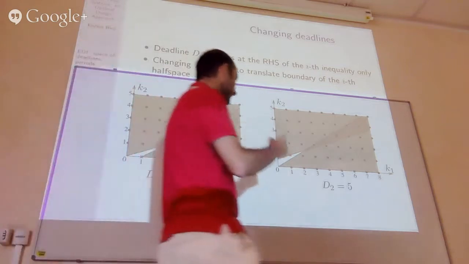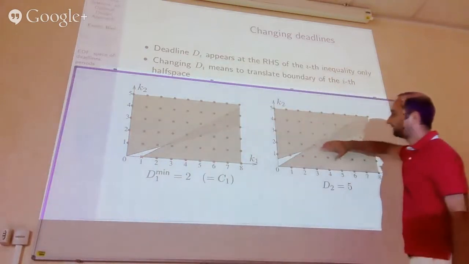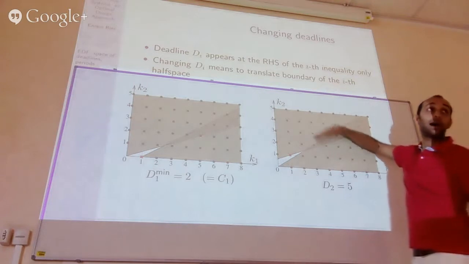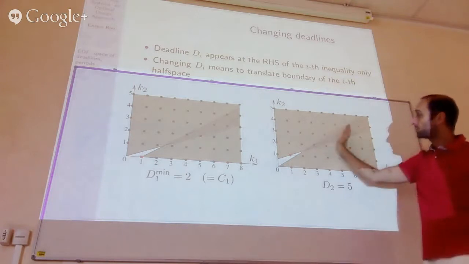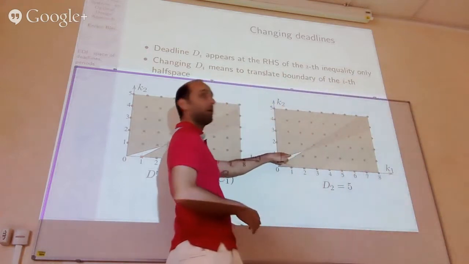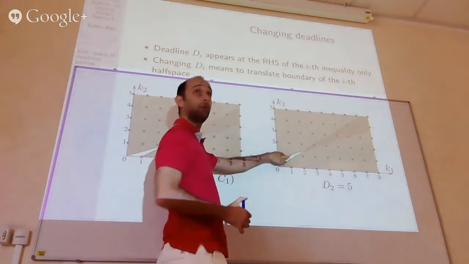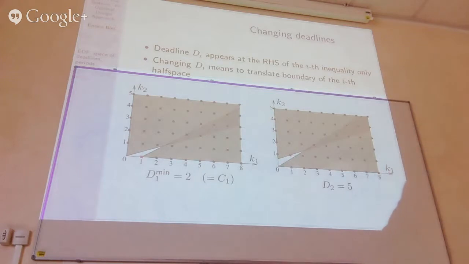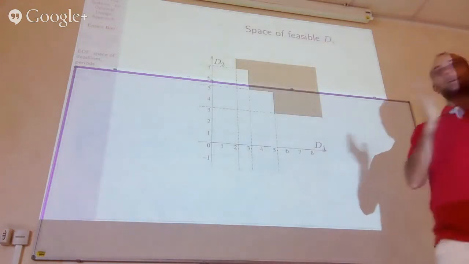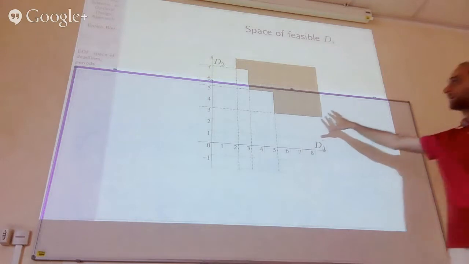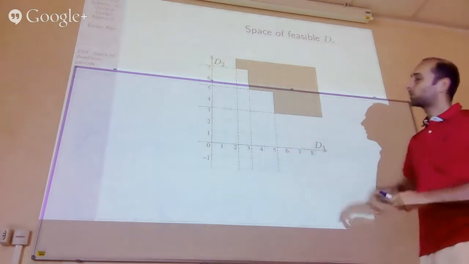Okay? In the other case, let's say we want to find the minimum deadline D2. Basically, we have to push this half plane up. How much can we push this half plane up? We can push it as long as this point is covered. Okay. And if we do this kind of trick over and over, what we find for that very special case is this space of feasible deadlines.